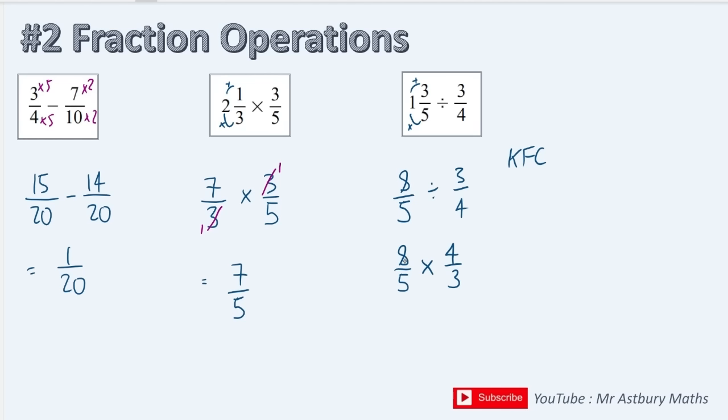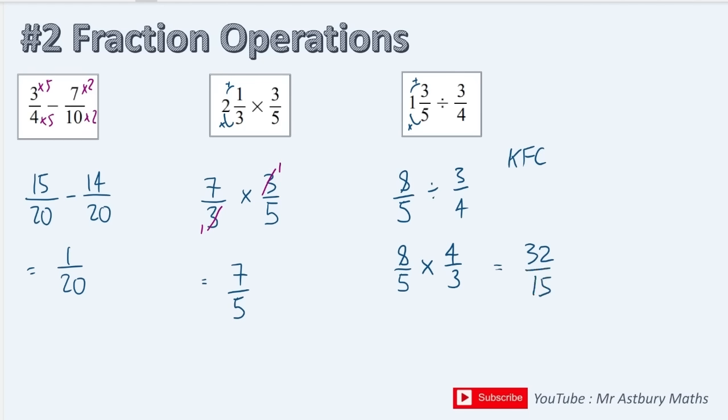I can check for factors. And there are no common factors here. 8 and 4 do not go into 5 and 3. So I can't do any factorizing here. So I can just multiply the top by the top to get 32, and the bottom by the bottom to get 15.